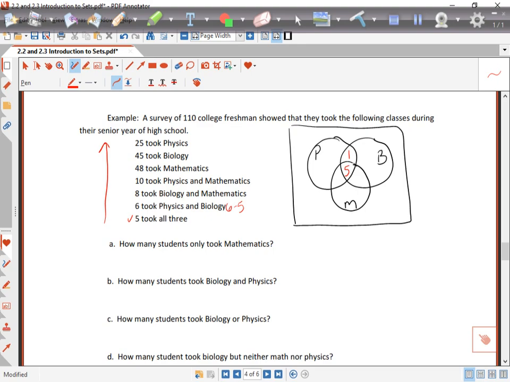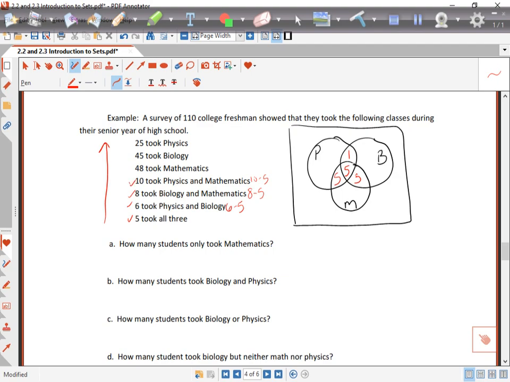Next, 8 took biology and math. So biology and math right here. They overlap in these 2 areas. I've already used up 5, so 8 minus 5 is 3. Keep moving up. 10 took physics and math. Physics and math is right here. They overlap in these 2 areas. So we go 10 minus 5, which leaves us with 5.